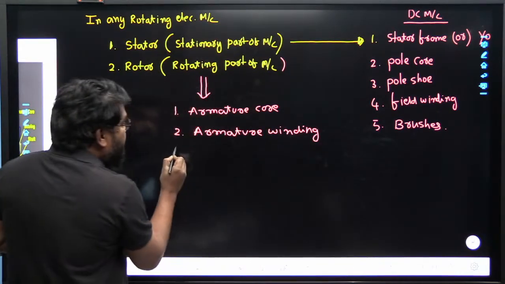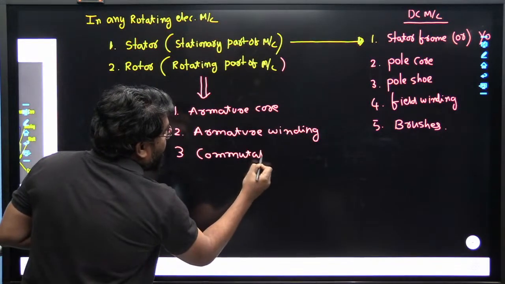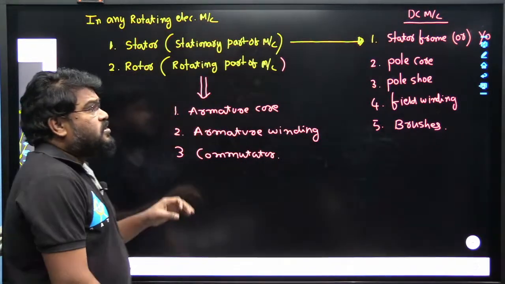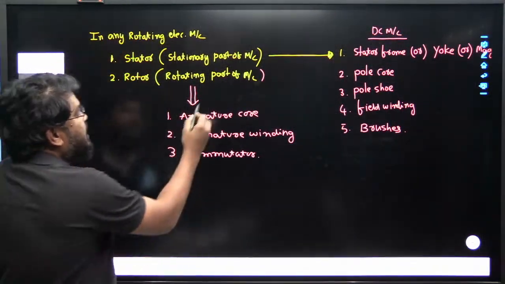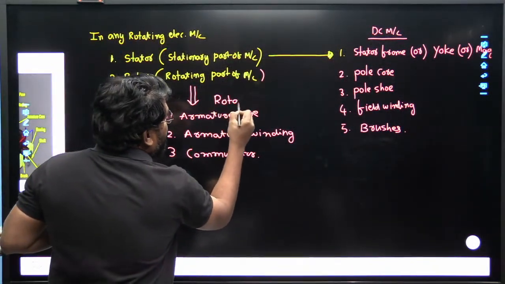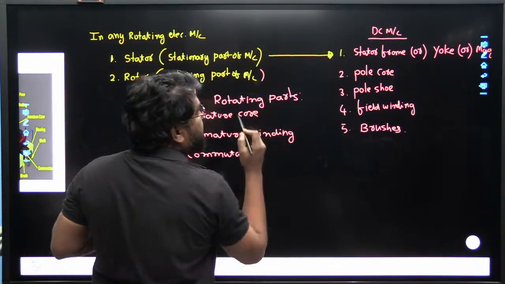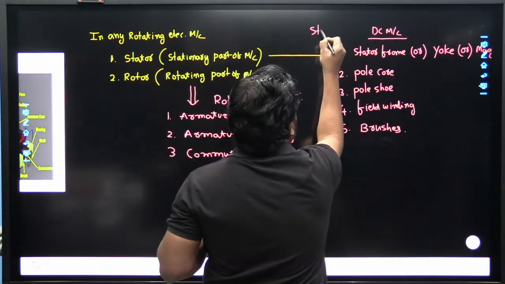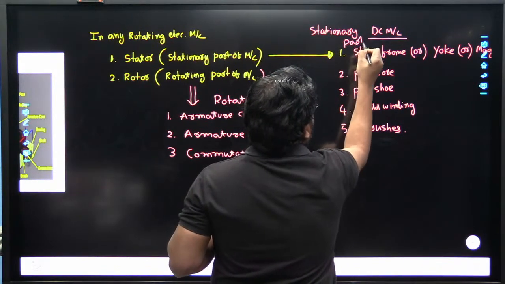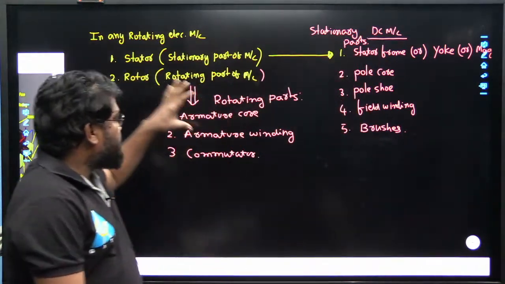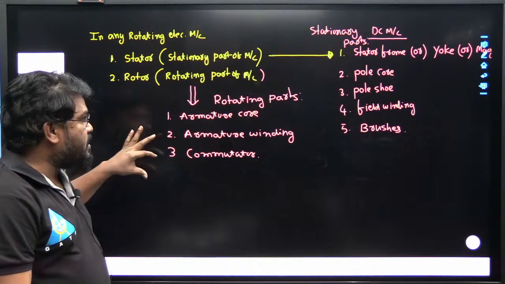And the third one is the commutator, the rotating part of the DC machine. So these are the rotating parts of the DC machine, and these are the stationary parts. Clear my point? So what are the rotating parts? Armature core, armature winding, and commutator.